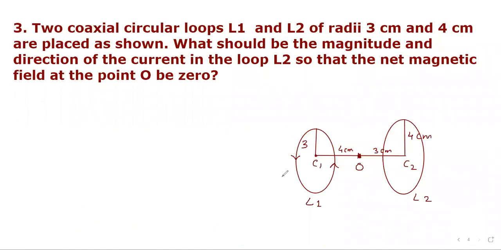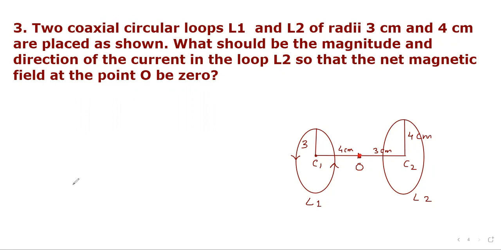Now consider the next question. Two coaxial circular loops L1 and L2 of radii 3 centimeter and 4 centimeter are placed as shown. Its radius is 3, its radius is 4, and their separation is 7 centimeter. What should be the magnitude and direction of the current in the loop L2 so that the net magnetic field at the point O be 0? If the direction of current in this loop is in this direction, then in this loop the current must be in the opposite direction so that the fields produced are equal and opposite, and hence they will get cancelled.